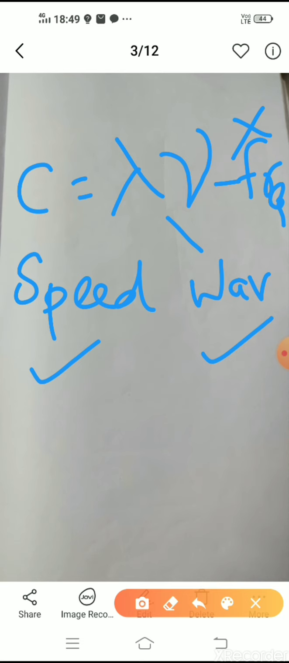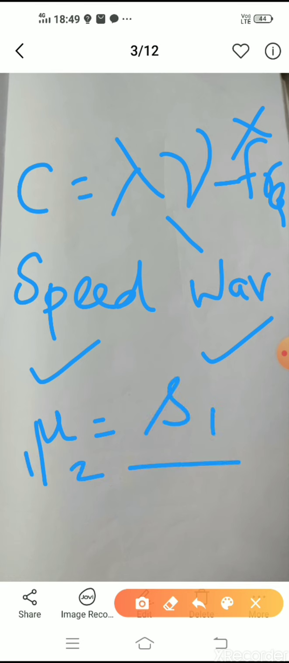Now my refractive index formula. Refractive index of 1 to 2 means speed of light in first medium divided by speed of light in second medium. Now what is my speed formula? Lambda into mu. So if I substitute, lambda 1 into mu divided by lambda 2 into mu, your mu does not change here. That is, your frequency of the light will never change because your light is moving from one medium to another medium. In both cases, your speed will change, your wavelength will change, not your frequency.